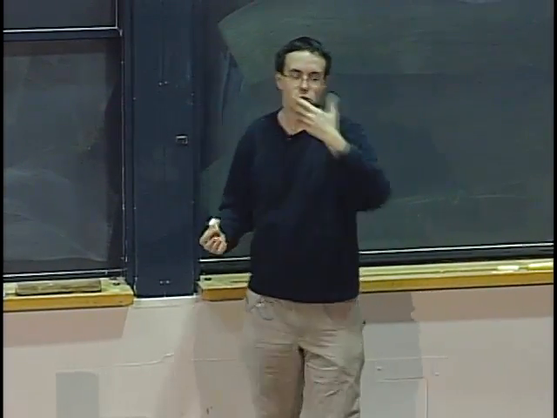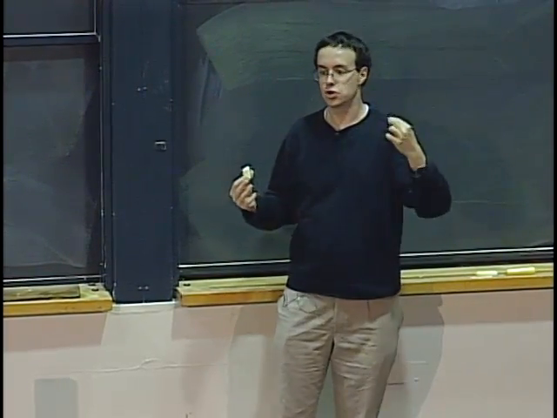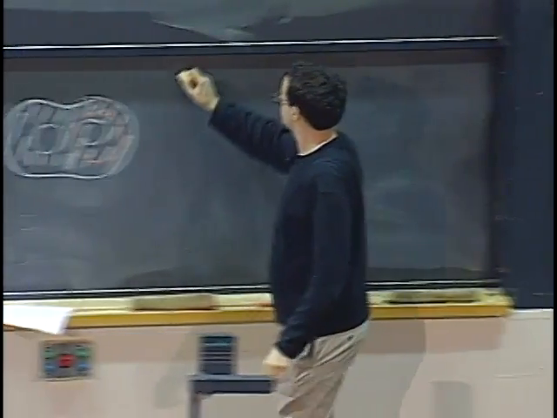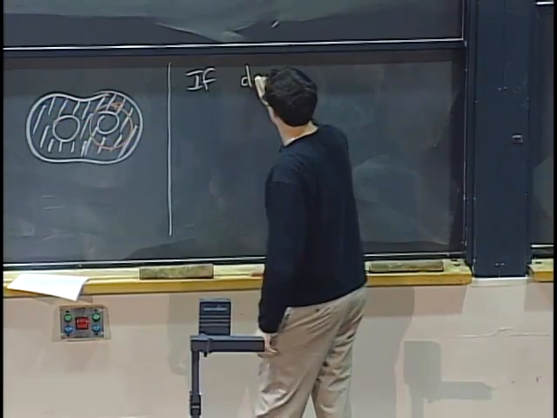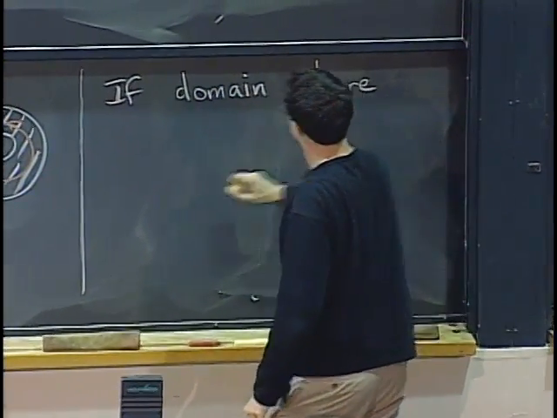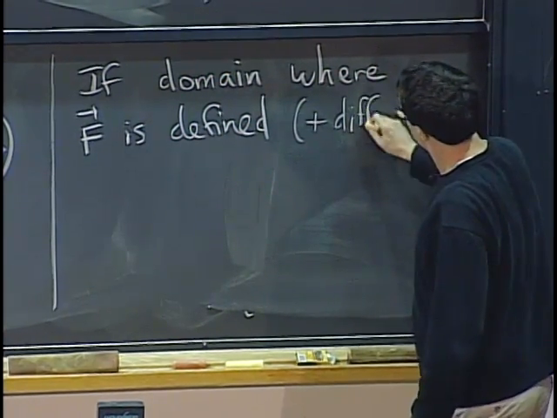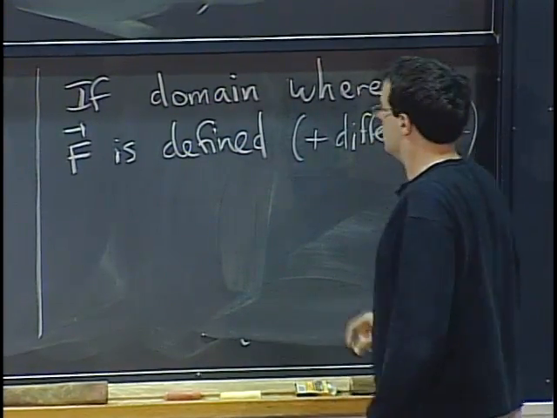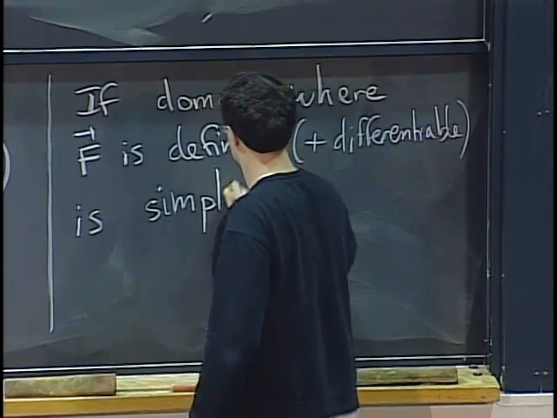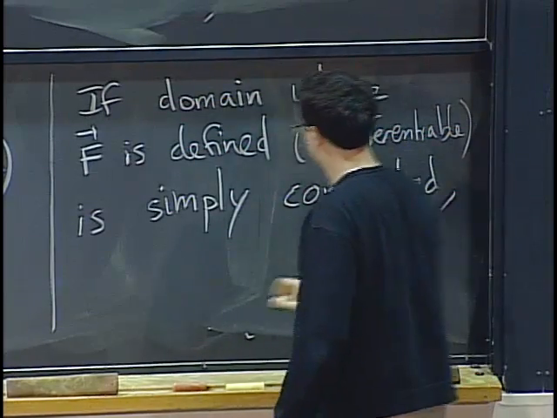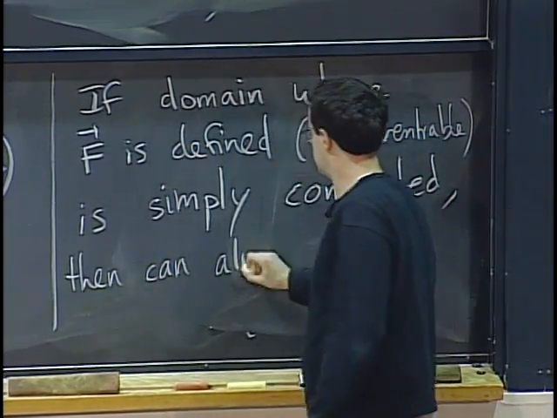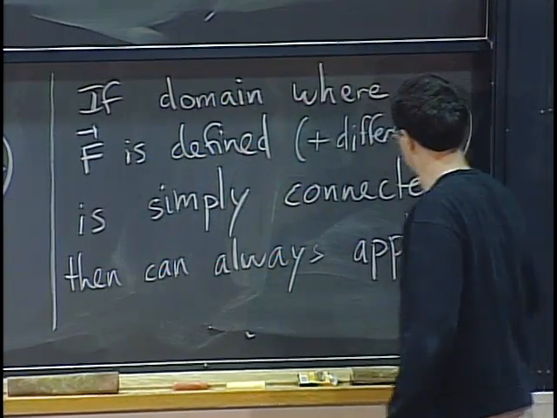And so why is that relevant? Well, if you know that your vector field is defined everywhere in a simply connected region, then you don't have to worry about this question of, can I apply Green's theorem to the inside? You know it's automatically okay, because if you have a closed curve, and the vector field is defined on the curve, it will also be defined inside. Okay, so if the domain of definition of a vector field is defined and differentiable, is simply connected, then we can always apply Green's theorem.